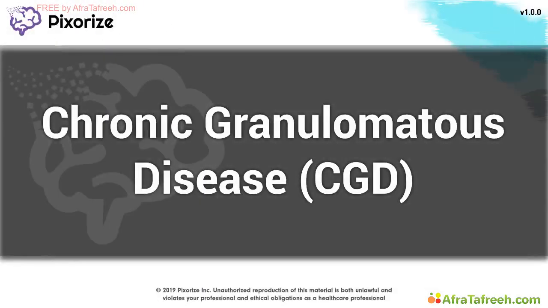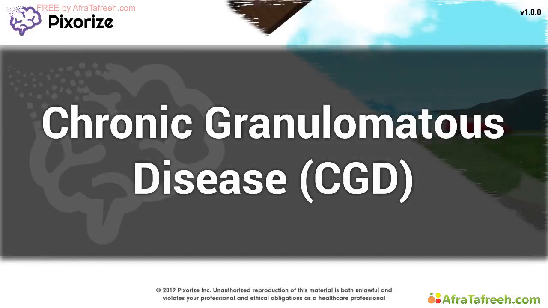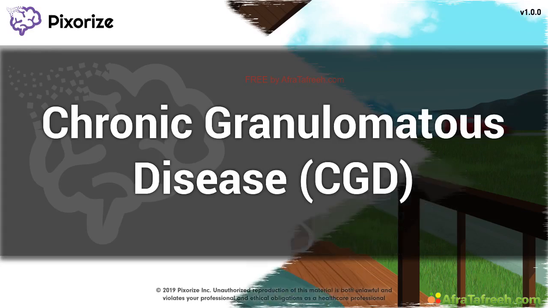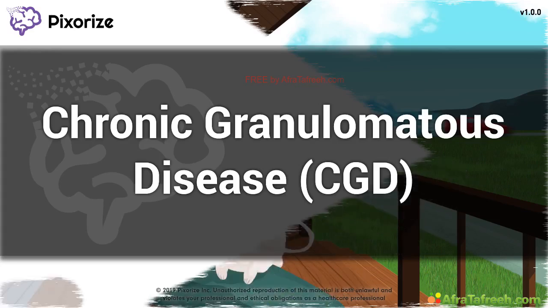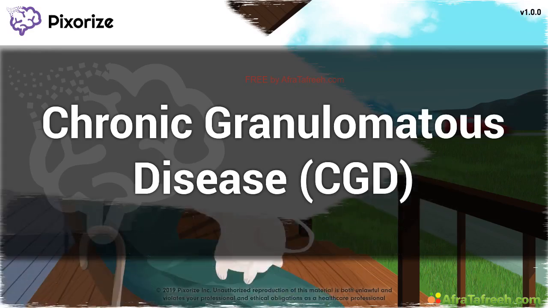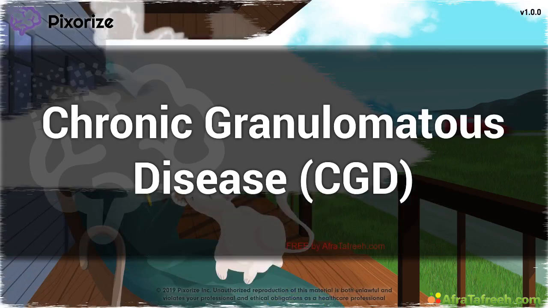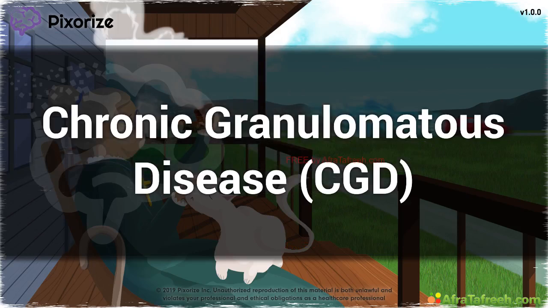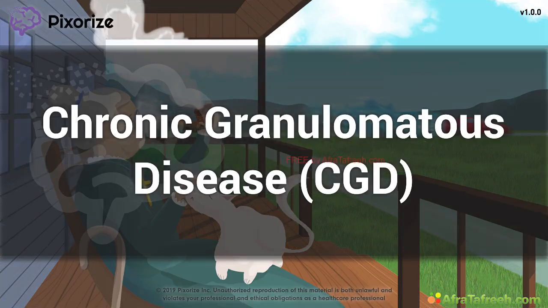Chronic granulomatous disease, abbreviated CGD, is an immunodeficiency characterized by a defect in NADPH oxidase, resulting in a failure to kill pathogens effectively. While CGD is high yield, it can be hard to keep it straight from the other immunodeficiencies. But take it easy. We've got you covered with our visual mnemonic for CGD.